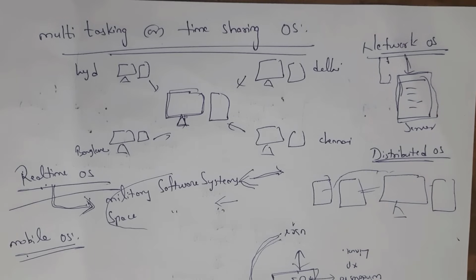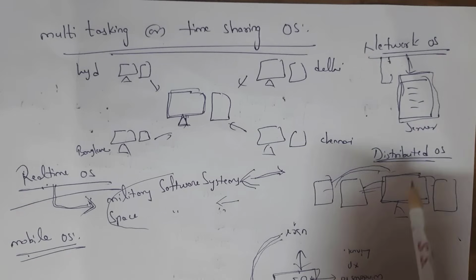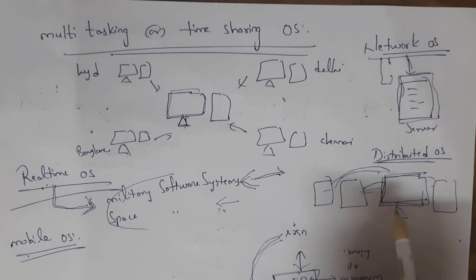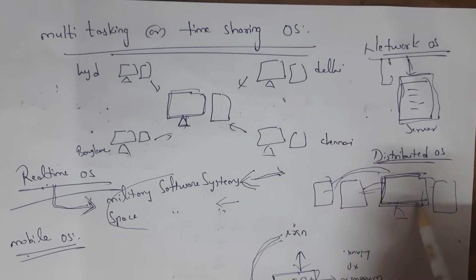Next, I will explain what is a distributed operating system. Normally every computer contains only one CPU, whereas a distributed operating system contains multiple processors. Processor is nothing but what we call the CPU. So a distributed operating system uses different processors, so these systems are very fast when compared to other systems.